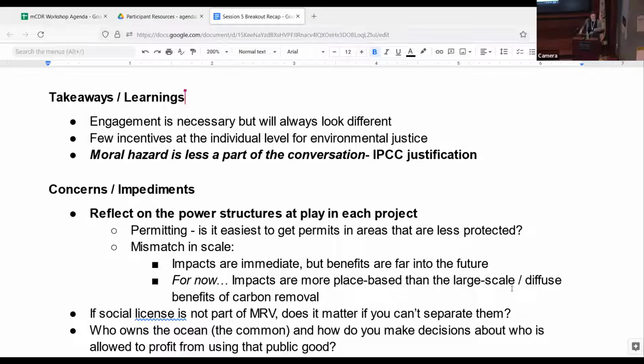Another main takeaway is that moral hazard is less a part of the conversation than maybe it was 2 years ago. I think we are all on the same page that reducing emissions always has been and is still the main goal to mitigate climate change, and CDR plays an important role in that. But we need to make sure that main point is not lost in the conversations that we're having about CDR.